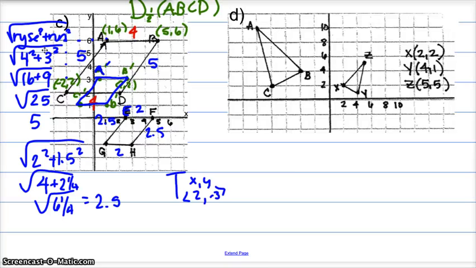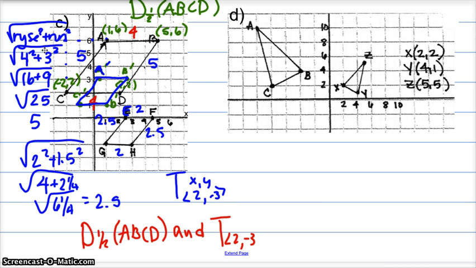So our final answer, we did a dilation of 1/2 to A, B, C, D, and we translated 2 to the right, 3 down, A prime, B prime, C prime, D prime. First period, do you have any questions?